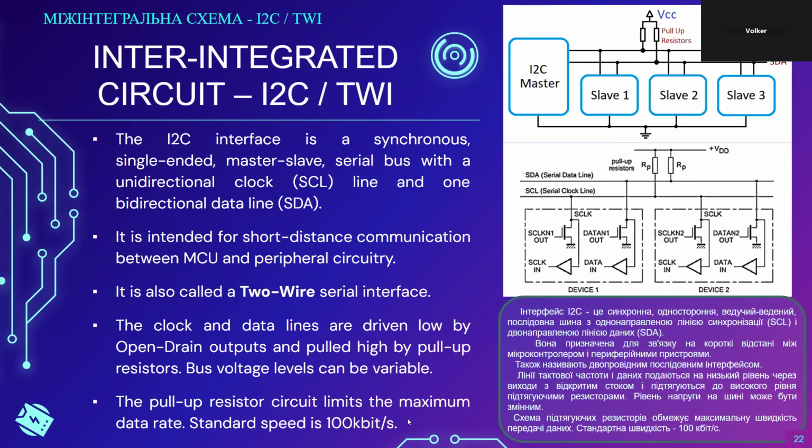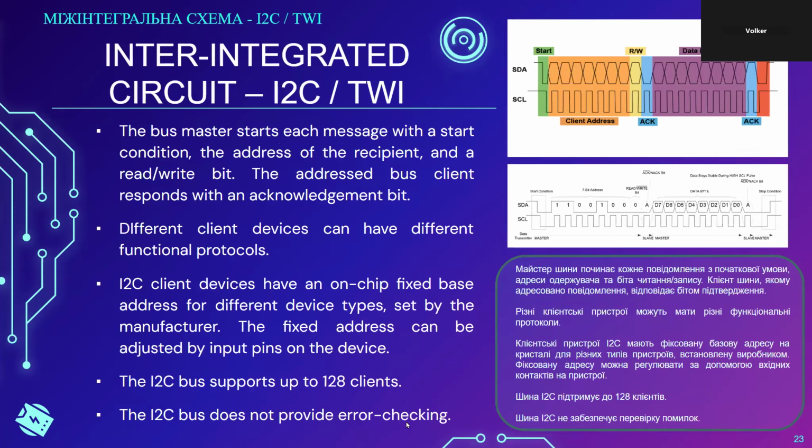Usually the pull-up resistors are somewhere between 4.7 and 2.2 kilo ohms. Standard speed is 100 kilobits per second. 400 kilobits per second is fairly common. There are faster modes, but those are not very common. Because this is now a bus that is using a bidirectional data line, a protocol had to be implemented.